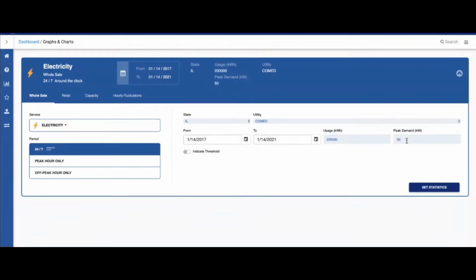You can enter your usage and kilowatts. It's optional though. But if you put it in, you get more meaningful insight, which is you can get capacity in the billable format. So I put 50 kilowatts, a small account, 200,000 kilowatt hours, a range of 2017 to 2021, 4 years. And there's other things that you can add: a threshold for the graphs to remove outliers. You can play with this toggle. I'm not going to touch it right now. And let's get stats.